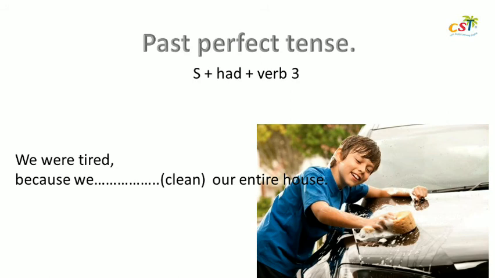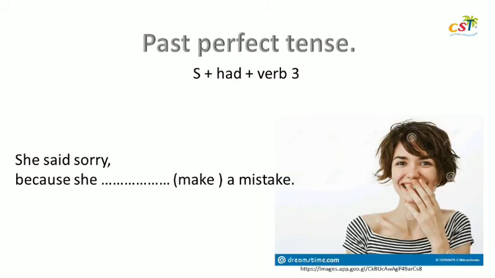Now, I want you to practice. You can see the formula above. Subject, had, and verb 3. Now, let's go. Yep, we were tired. Because of what? Because we had cleaned our entire house. Had cleaned. Had and verb 3. Now 5 seconds for you.